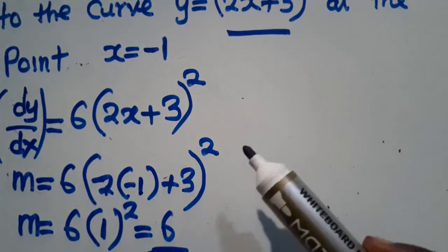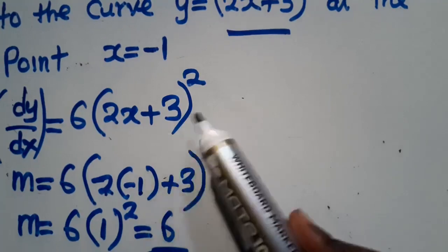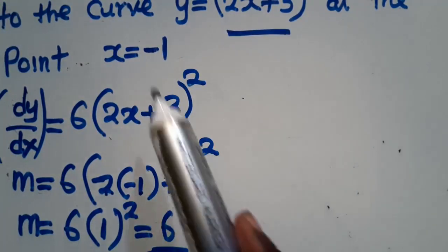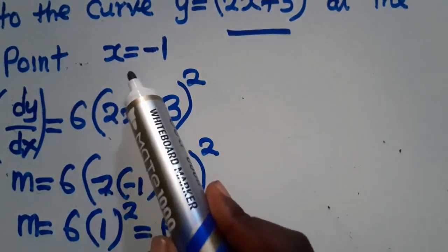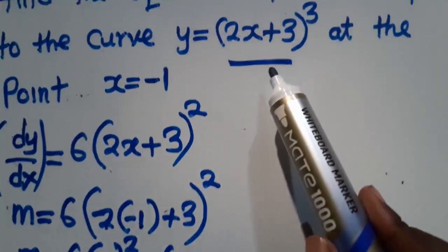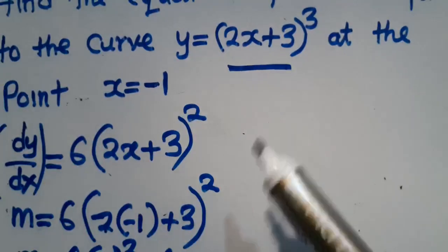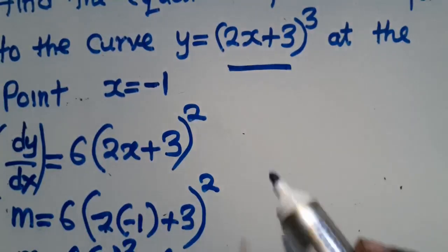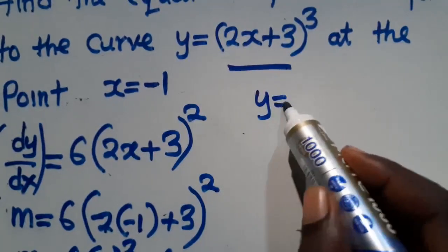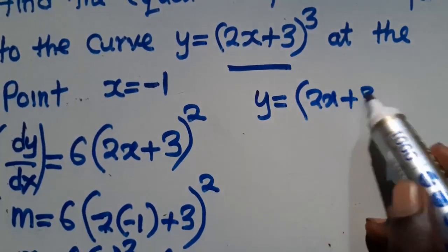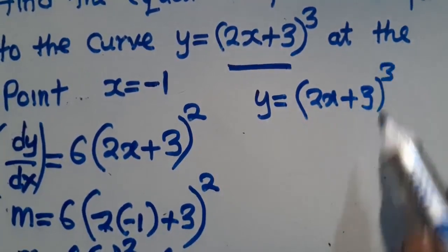The first part, you differentiate. After you differentiate, you find the gradient. After you find the gradient, you find the y coordinate, since we are just given x. So finding the y coordinate, we get the equation there. We are looking for the value of y. So you say y is equal to (2x + 3) to the power 3.